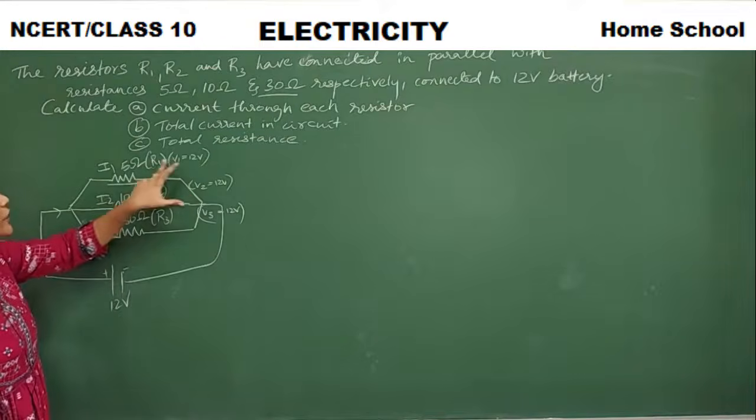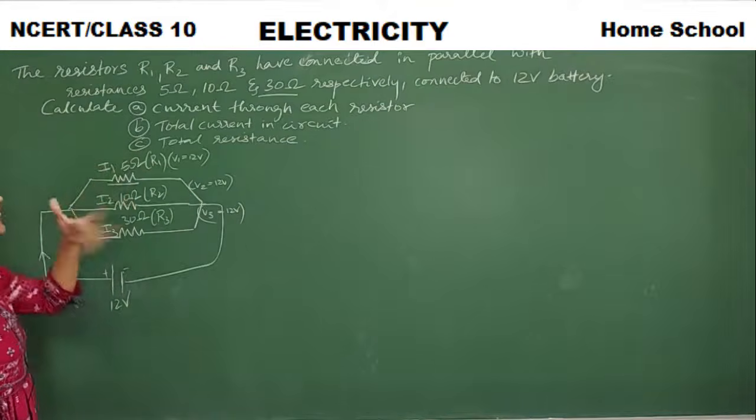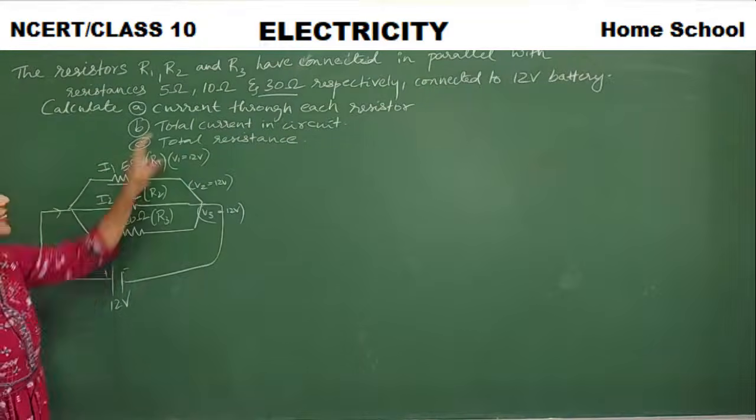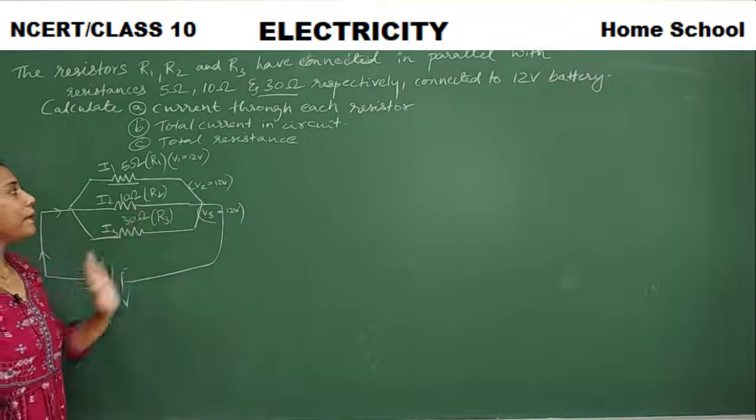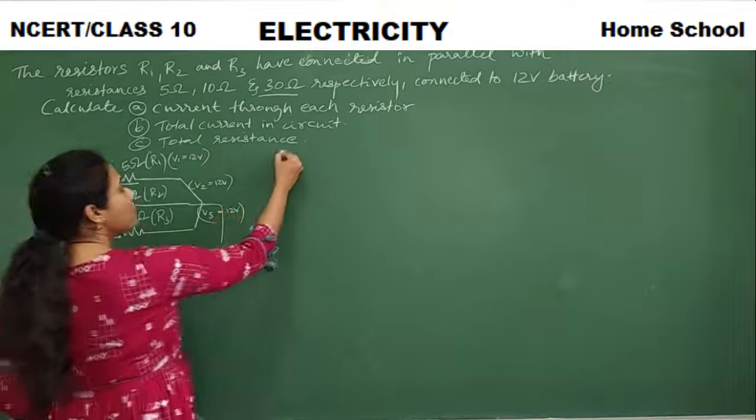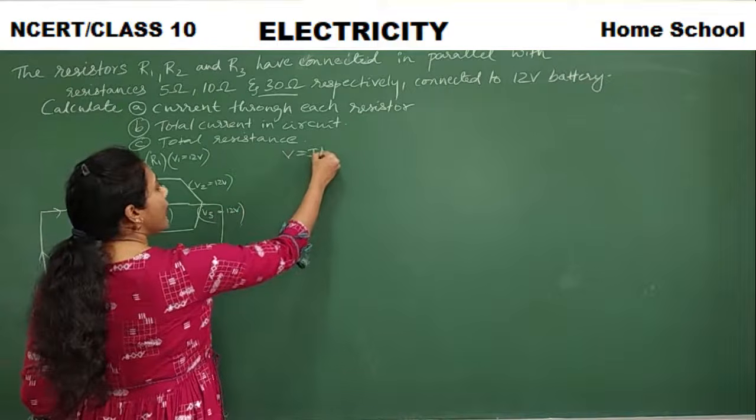So we know the voltage and we know the resistance. Can't we calculate I1, I2 and I3, that is, the current through each resistor? Definitely. Just apply Ohm's law. What is our Ohm's law? V is equal to IR.